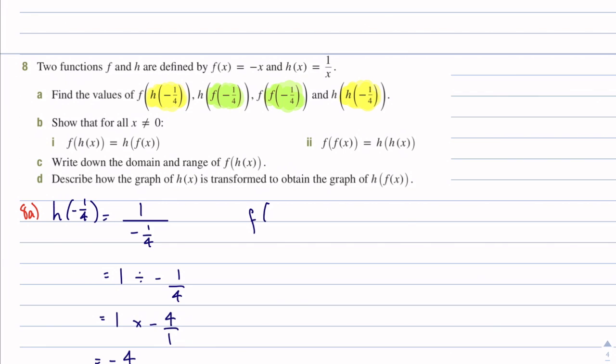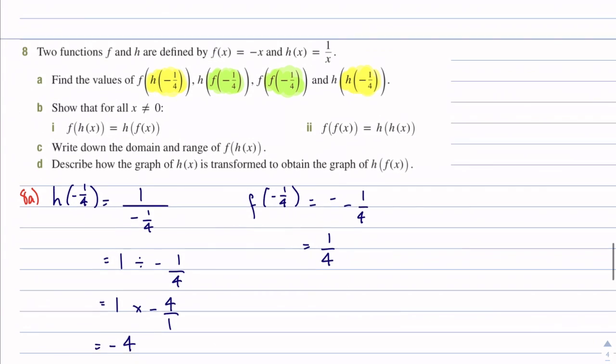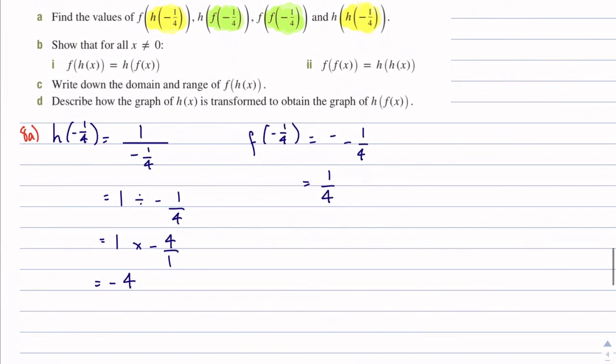F of negative 1/4 equals positive 1/4, because f of x is negative x. Which means f of h of negative 1/4 is f of, well, negative 4, which means I've got 4.